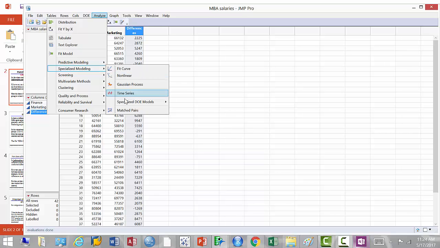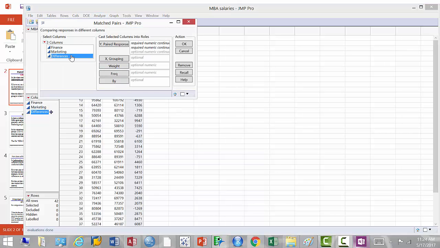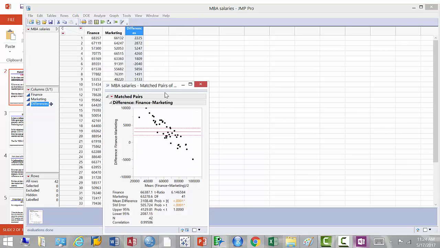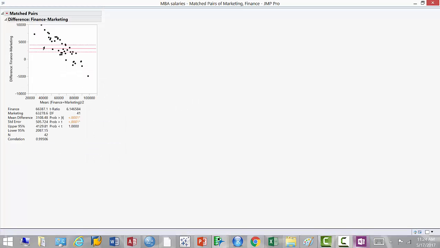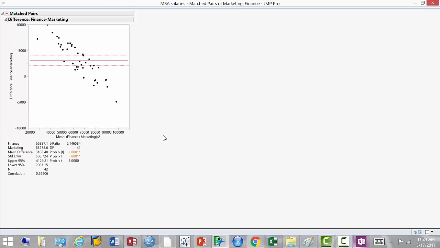So specialized modeling, I'll do it again. Matched pairs. And now I'm going to drag marketing first and finance, and hopefully as the result it'll test the difference, finance minus marketing for me, right? So I click OK, and there it is, testing difference between finance minus marketing, okay? So over here, what it shows actually for me, you see the three red lines. Let me go ahead and make it bigger. Three red lines. These three red lines, it's very easy to interpret.